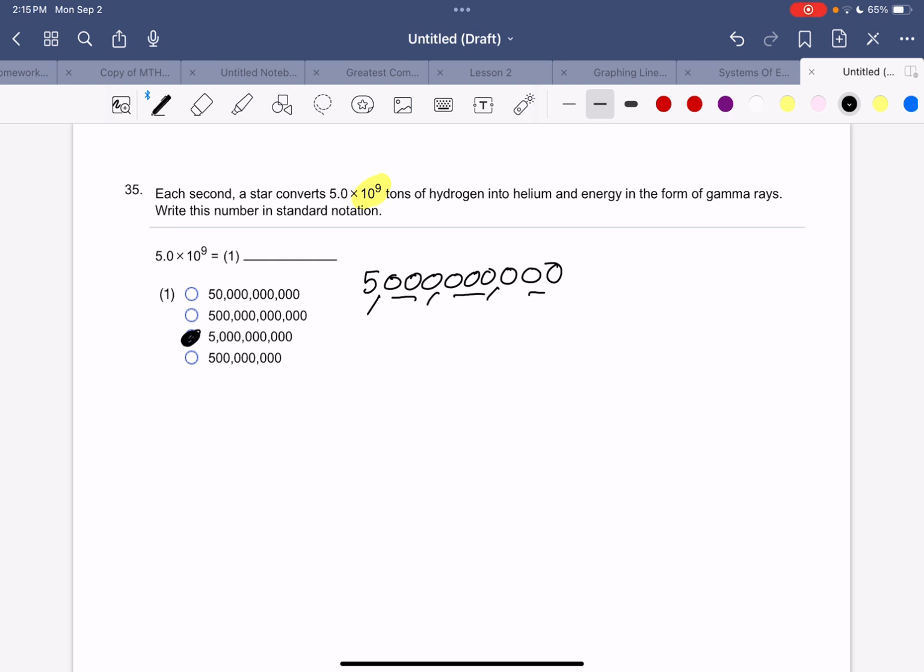So it's 5 billion. Remember, because this is millions, and this would be billions. So 5 billion.